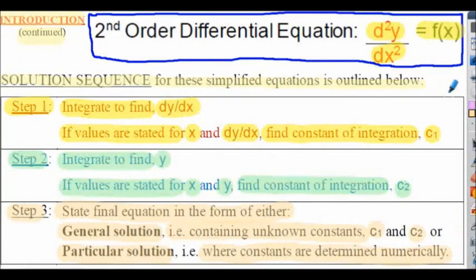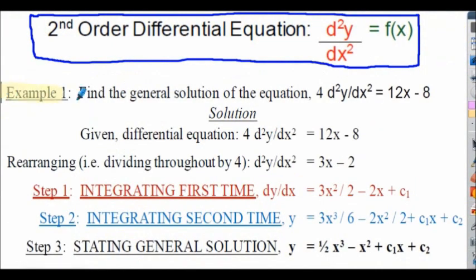Let's now consider some examples related to this type of differential equation. So here's example 1. We're asked to find the general solution of the equation 4 multiplied by d2y by dx squared is equal to 12x minus 8.